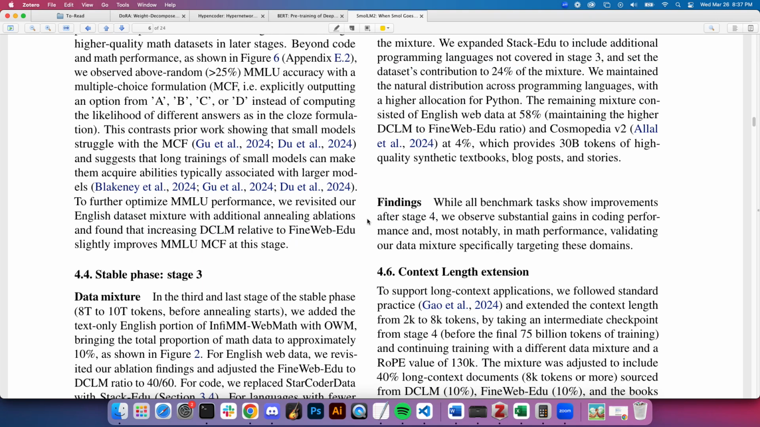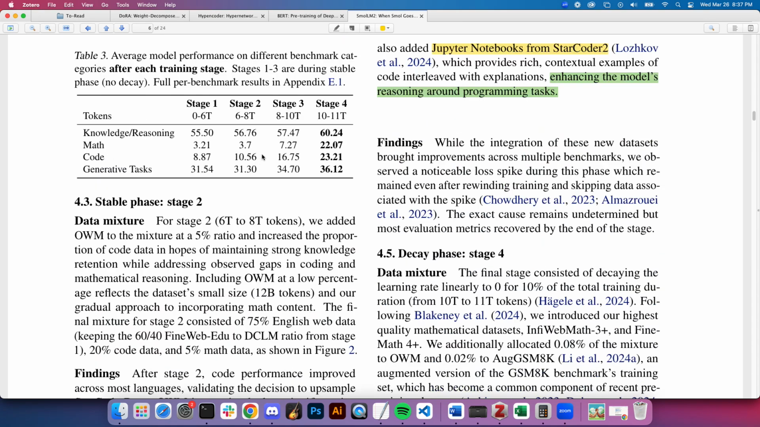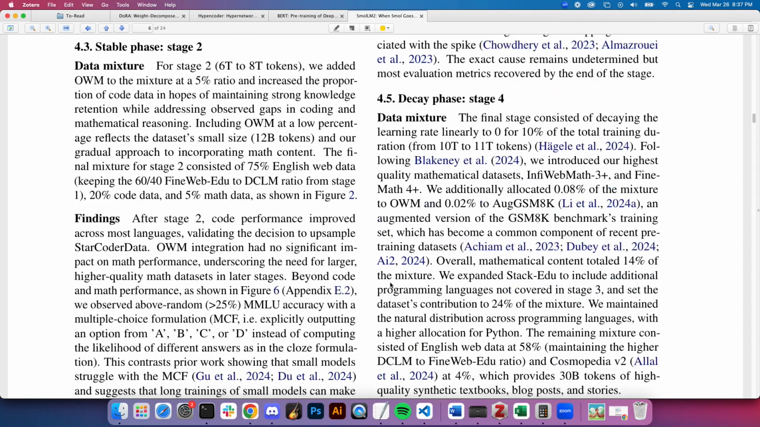All benchmark tasks show improvements, substantial gains in coding and math. So if we take a peek, math almost doubles. Or sorry, stage 4, so yeah, triples. Math triples. Code goes up 6 points here and then 7 points here. So yeah, half the number of tokens, but higher quality of data.